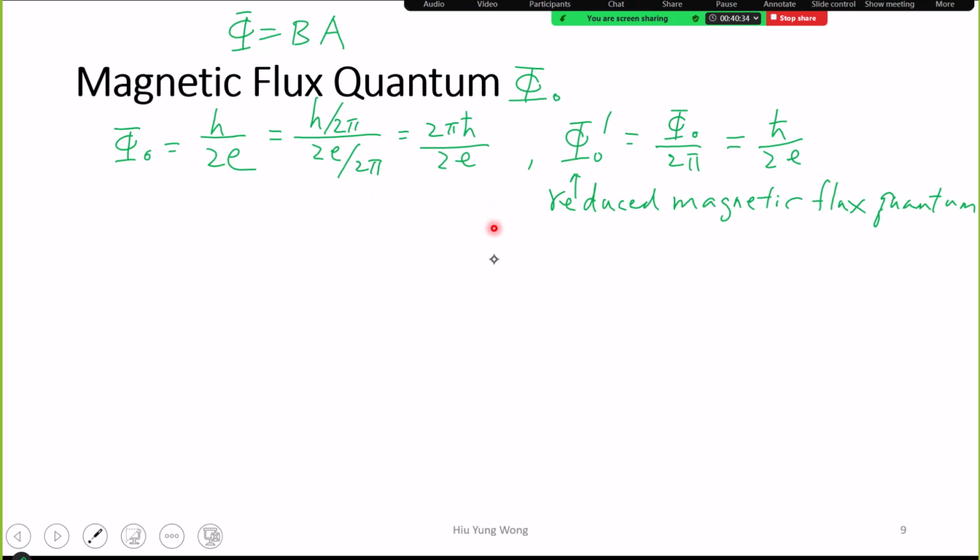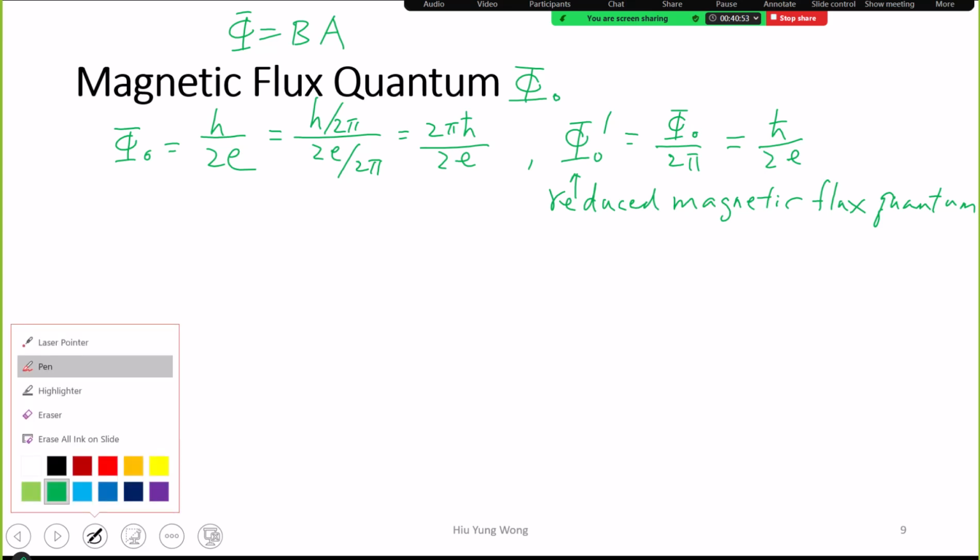So the main thing here is that I hope you are careful when you read the literature. Sometimes they just exchange the labels. Sometimes they call this the reduced flux quantum. So you need to be careful. There may be a difference of 2 pi. Then let's revisit the second equation.